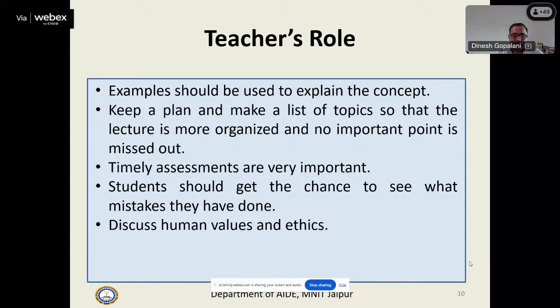Yeah, last point as a teacher, definitely we have to produce good engineers, but not at the cost of this actually. So at times we should discuss the human values and ethics also. Very, very important actually. End of the day, we want to produce a good human being as well as engineer also.